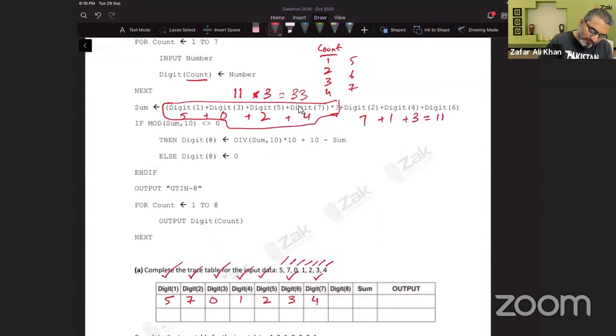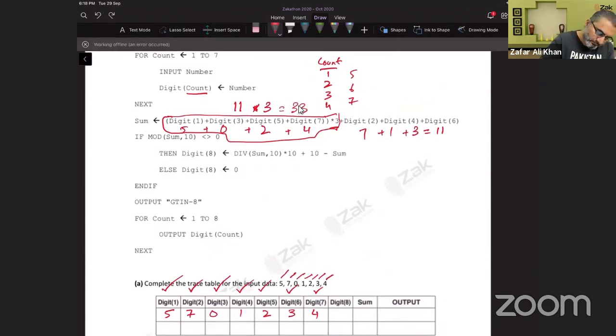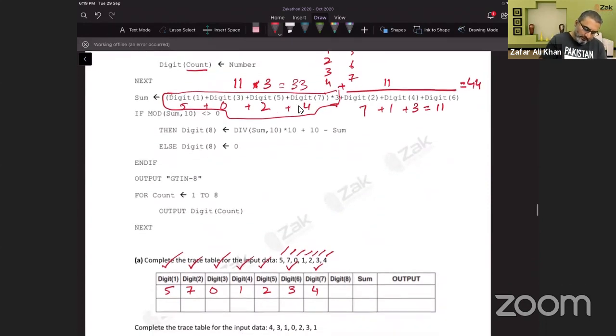So that is 11. So 33 plus 11, the answer is 44. So that 44 is assigned to what? Sum. So sum is 44.